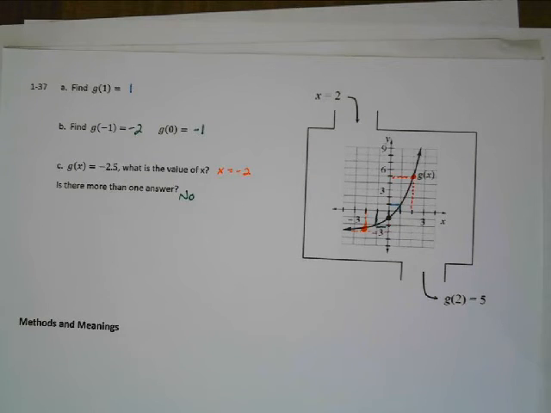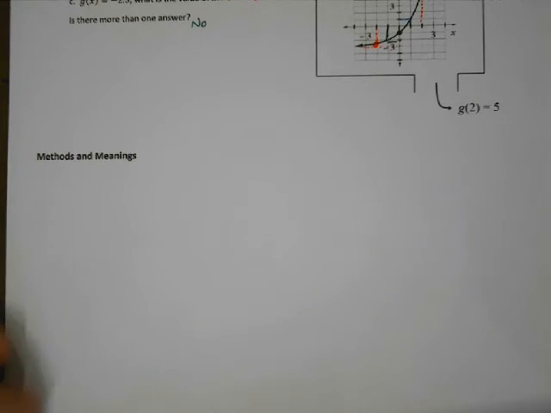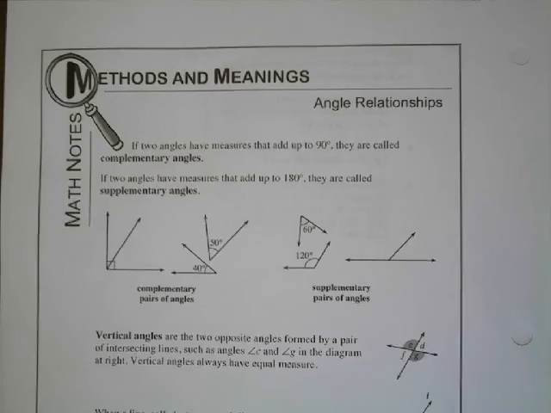All right, our last section for this is our methods and meanings. So you're going to want to write this in your notes. Don't just think that I'm showing you a picture. It's also in your book, but it's nice to have all of these things in one place. The next thing we're going to look at, we looked at angles last time. We're going to go a little bit more into angles.